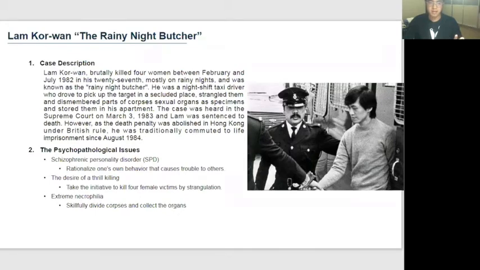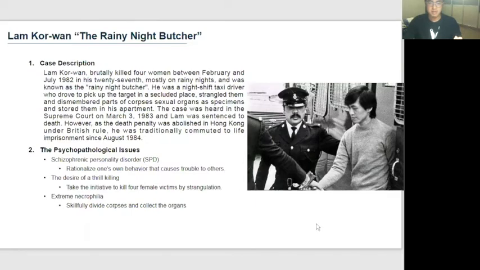I think Lam has many psychopathological issues in his life, but I think the most serious one is schizoid personality disorder, which is also known as SPD. SPD can be explained as rationalizing one's own behavior that causes trouble to others, and the others will feel uncomfortable and even angry at the offending behavior. Second is his desire for slow killing. It is because all 4 victims died by strangulation instead of some quick and peaceful death. So I think Lam has some pressures in doing strangulations.